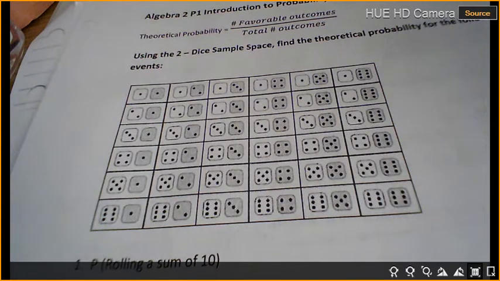So right here is a sample space. We're going to roll 2 dice. We know with 1 die there's only 6 different possibilities, right? But with 2 dice, how many possibilities do we have here?